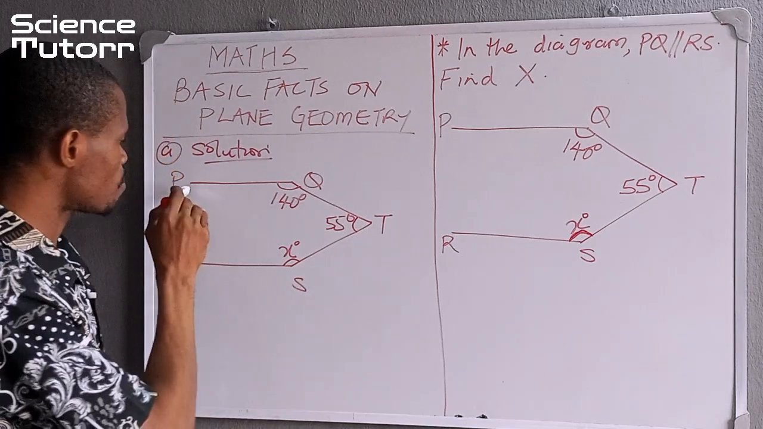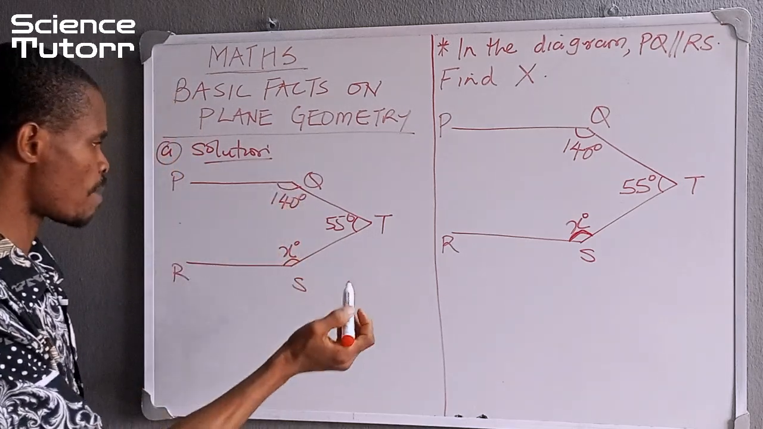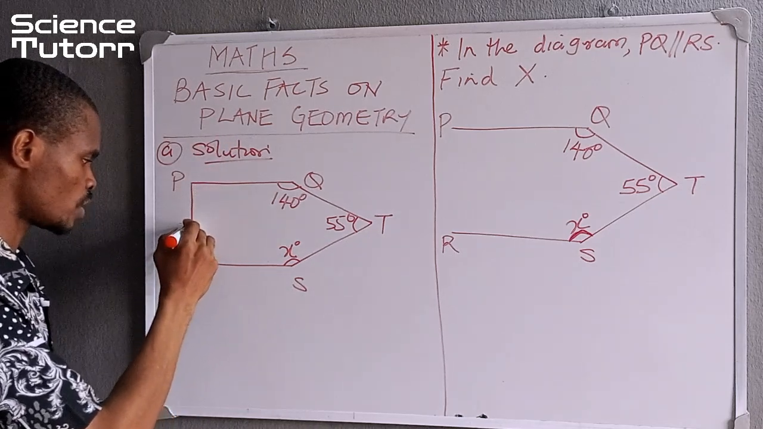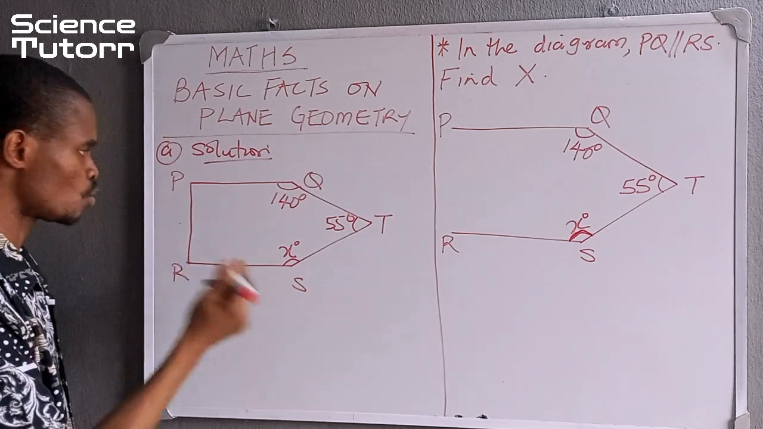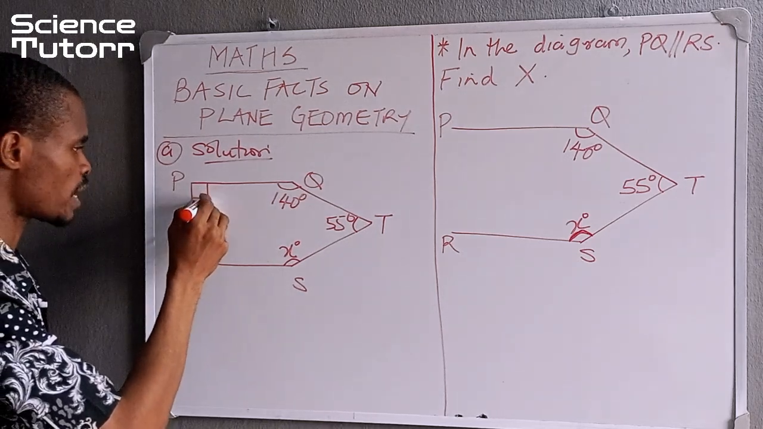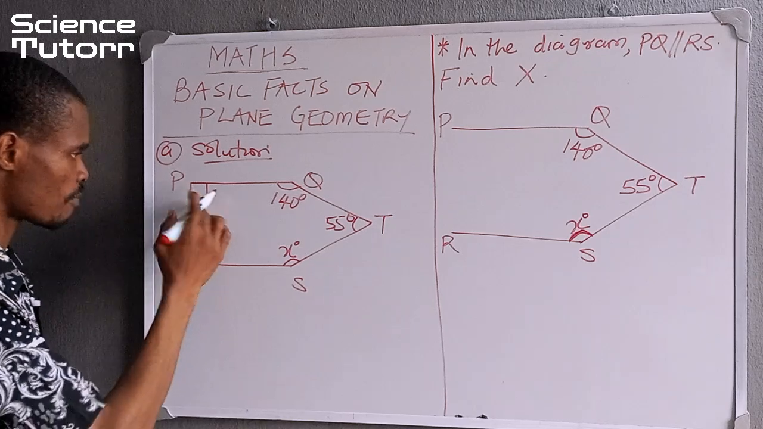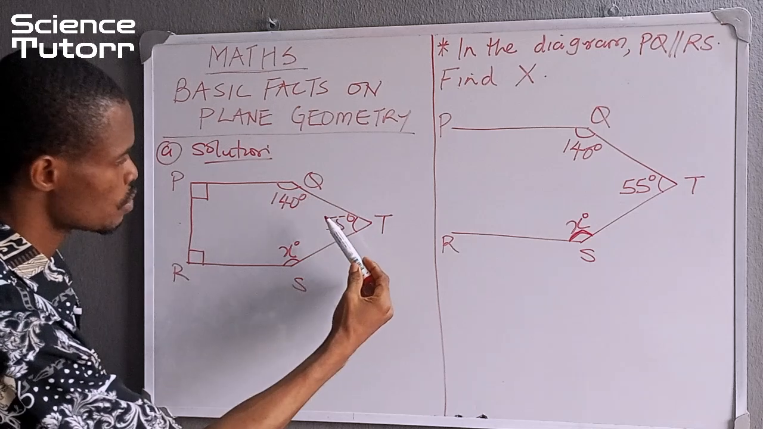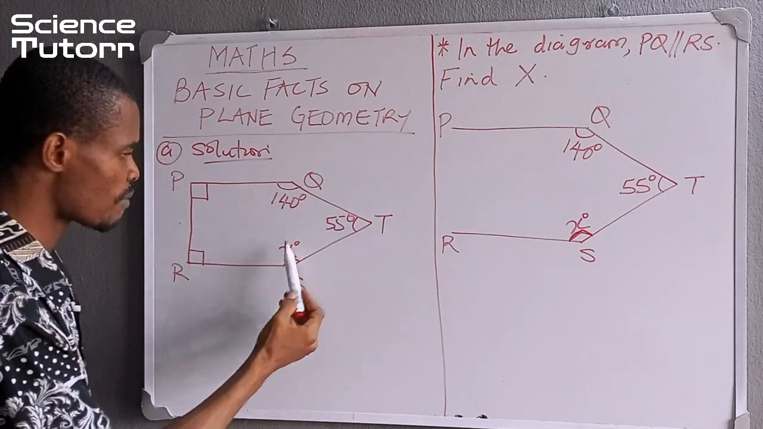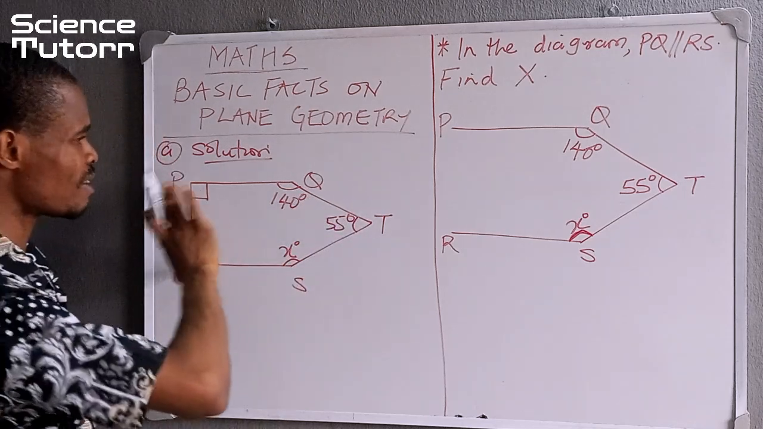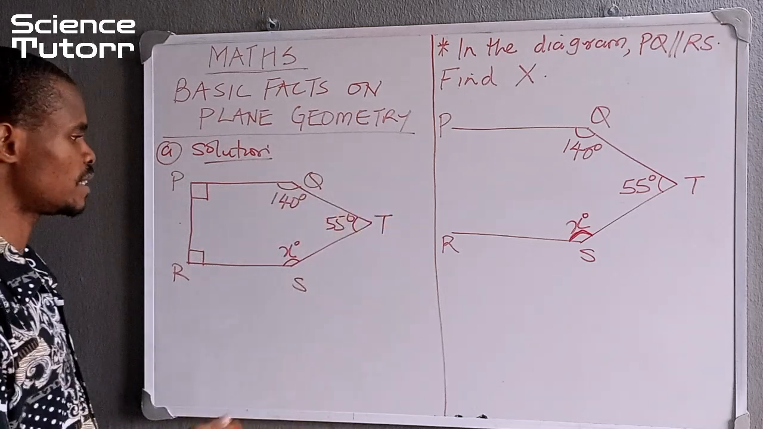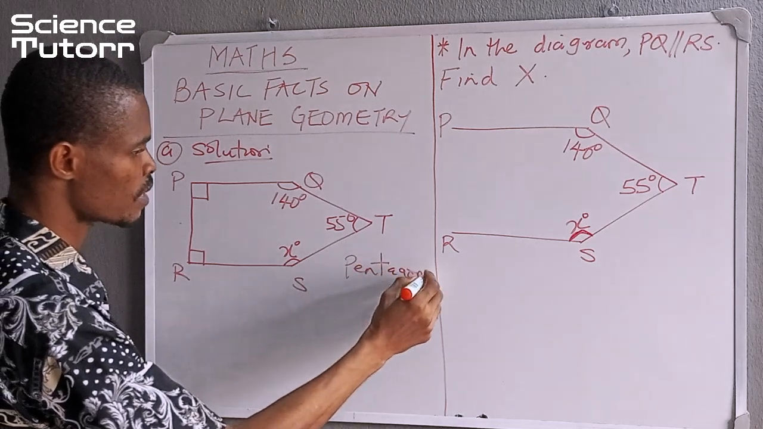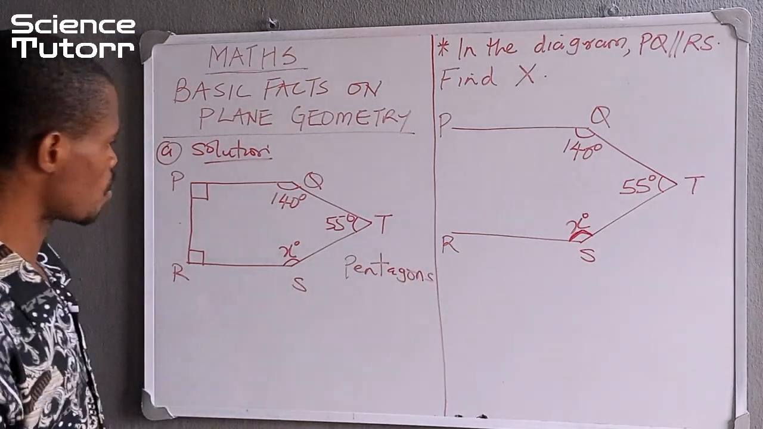Now, for the fact that PQ and RS are parallel, it means that they intersect at right angles. So I could decide to run a line down to form a right angled triangle on both sides, 90 degrees, 90 degrees. We have 140, we have 55 degrees, and then we have X. The shape is a five-sided shape. That makes it a polygon, which we call a pentagon. A pentagon has 5 sides and 5 angles as well.